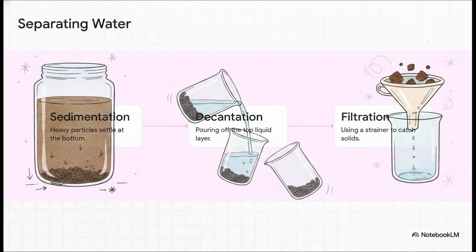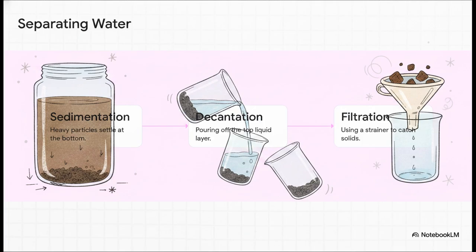Well, step one is sedimentation. If you just let that muddy water sit completely still, gravity will naturally pull the heavy, solid dirt particles down to settle at the very bottom. Step two is decantation. This is where you very carefully pour off that clear liquid top layer into a new cup, leaving the heavy dirt at the bottom behind.